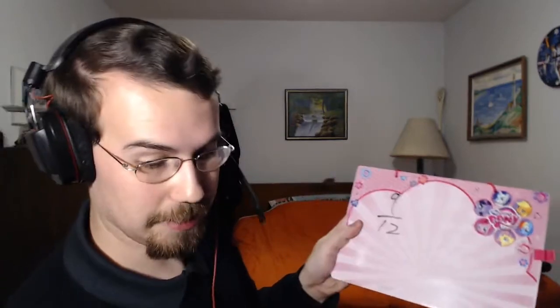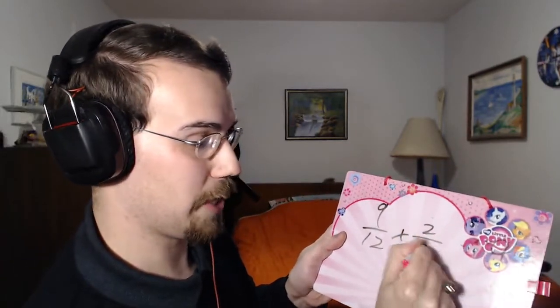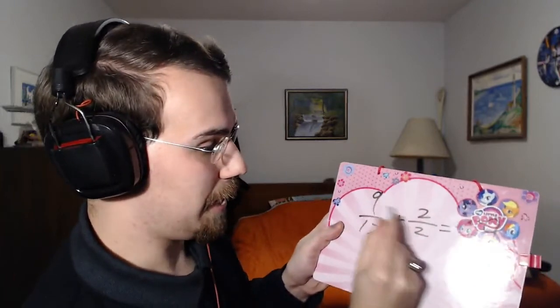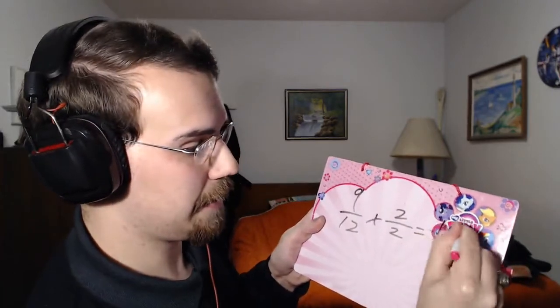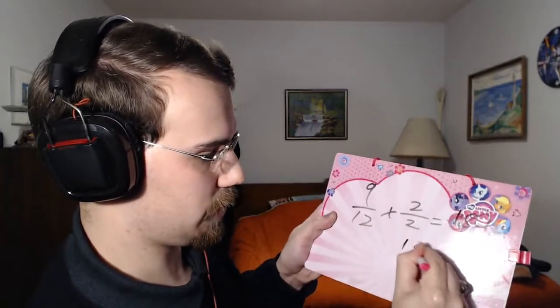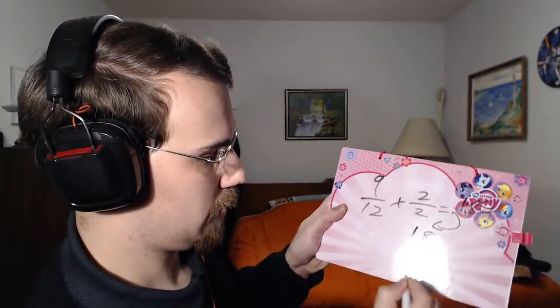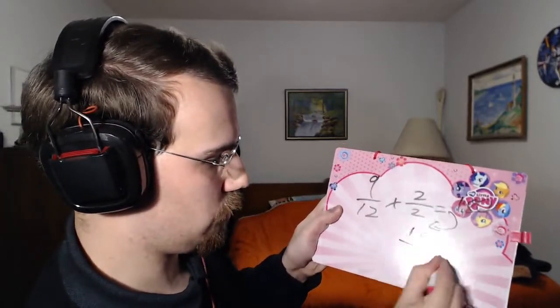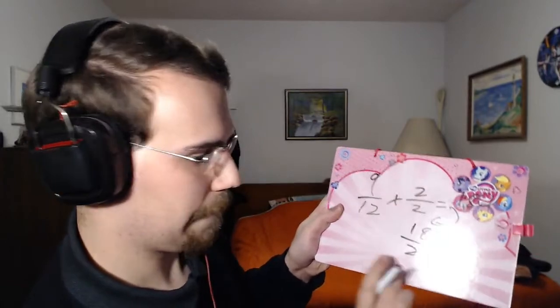So we've got 9/12. We want to double that. Say we wanted to cut each little section in two. Well, we're going to multiply by 2/2, which is the same as multiplying by 1. 9 times 2 is 18. I can write it down here so it's easier to see. 9 times 2 is 18, and 12 times 2 is 24.